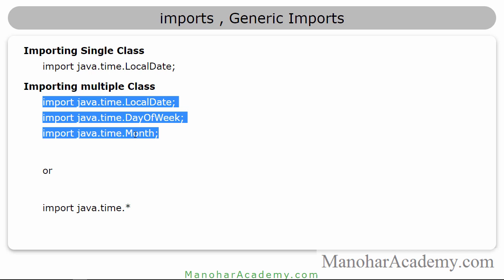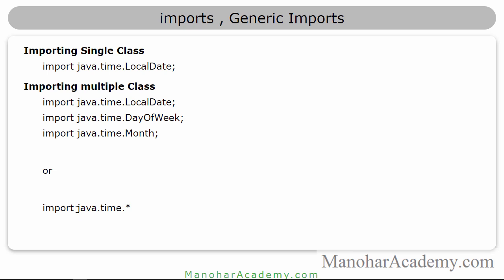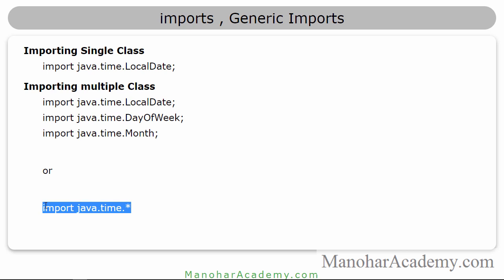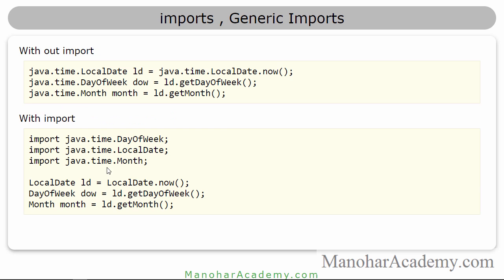So either I can add three import statements or I can add a generic import statement. Here I am saying import from the java.time package, but not one class, all the classes. So this is a generic import. This is individual imports, importing one class at a time, and importing all the classes from a package. So now if I am using another class from this java.time package, I don't need to do anything because they are already available. Okay, so this is the code.